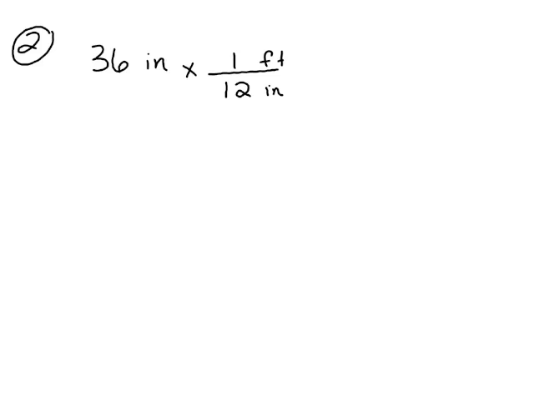All right. Example 2. Convert 36 inches into feet. So feet to inches, which goes where? Inches on the bottom. 12 inches on the bottom, ratio 1 foot on the top. Inches cancel. Multiply across, so it's 36 over 12. That will simplify into 3. And what was the unit I was left with? Feet. 3 feet.